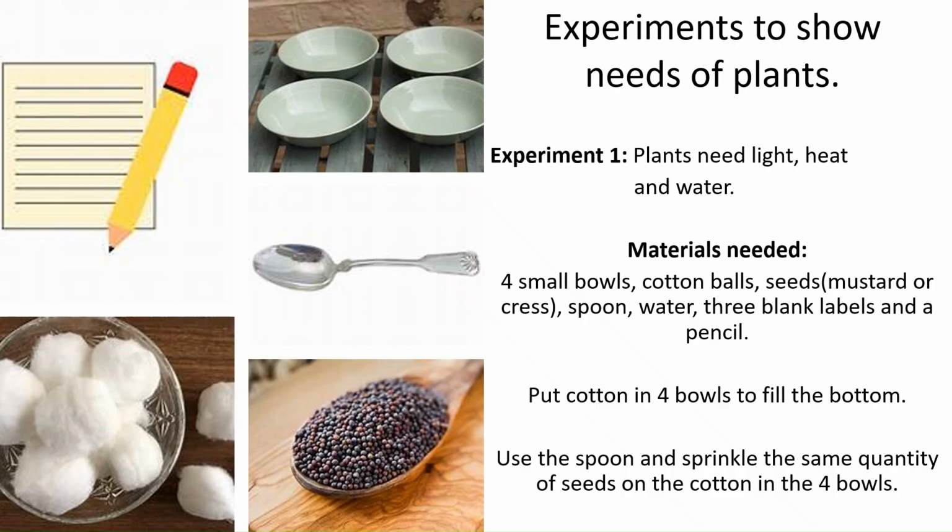Experiments to show needs of plants. Experiment 1. Plants need light, heat, and water. Materials needed are 4 small bowls, cotton balls, seeds that can be mustard or cress, spoon, water, 3 blank labels, and a pencil. Put cotton in 4 bowls to fill the bottom. Use a spoon and sprinkle the same quantity of seeds on the cotton in the 4 bowls.